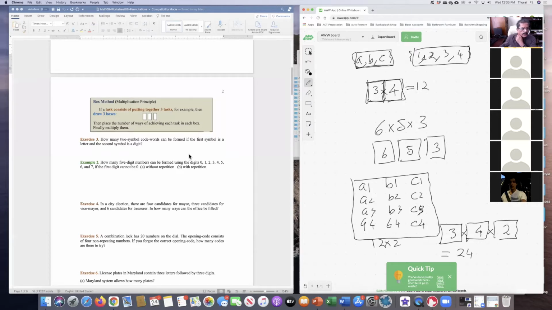All right, so let's do the exercise 3. It says how many 2-symbol code words can be formed if the first symbol is a letter and the second symbol is a digit. Now, let me remind you, a letter means an alphabet in English. There are 26 alphabets. How many digits are there?